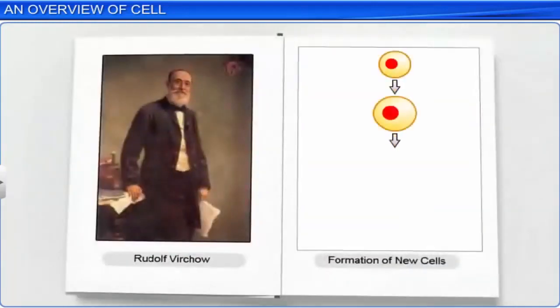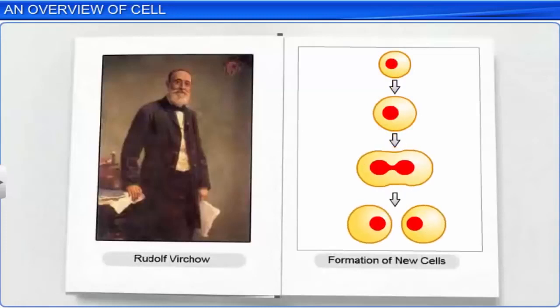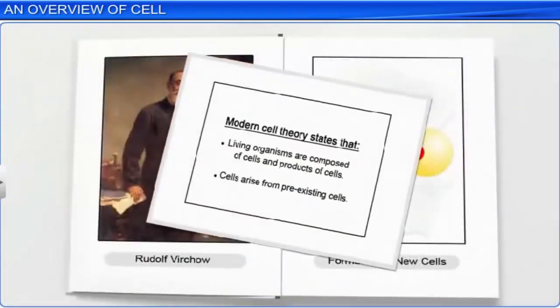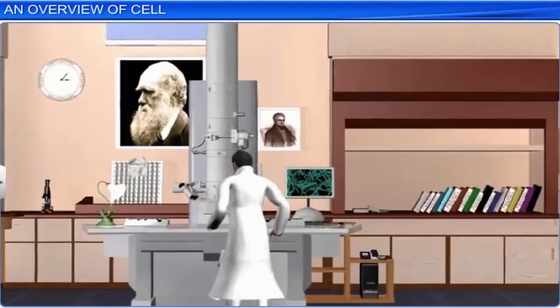He coined the Latin phrase omnis cellula e cellula, which meant that new cells arise from pre-existing cells, and accordingly modified the cell theory, which now states that all living organisms are composed of cells and products of cells, and these cells arise from pre-existing cells. Cell research received a further boost with the invention of the electron microscope, as it enabled scientists to observe the structure of the cell.